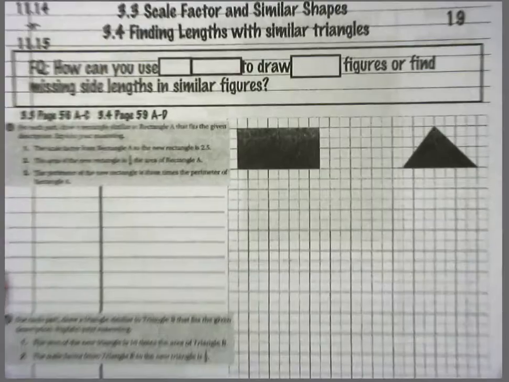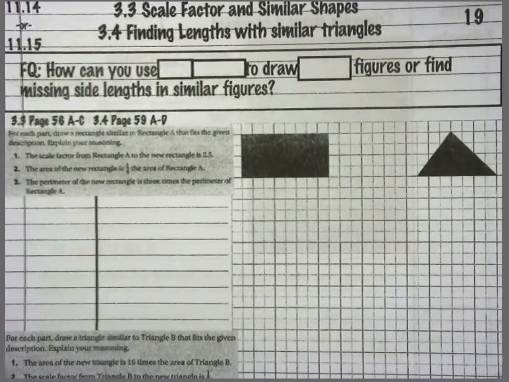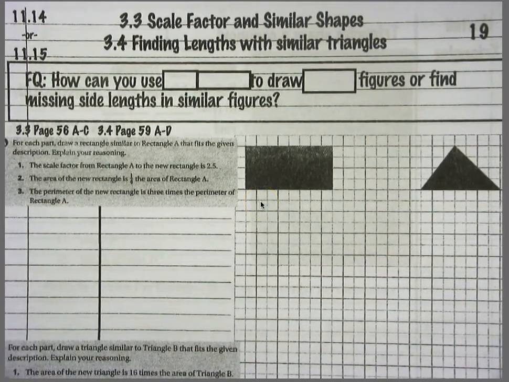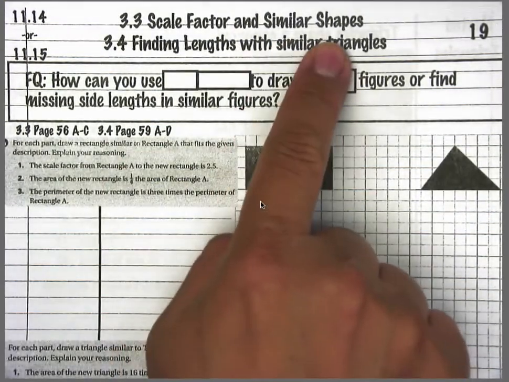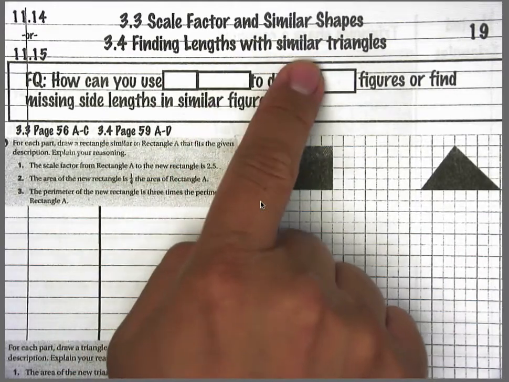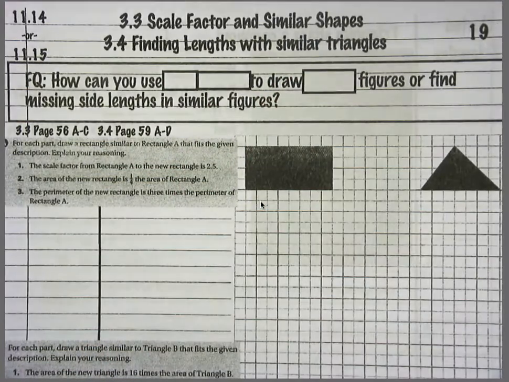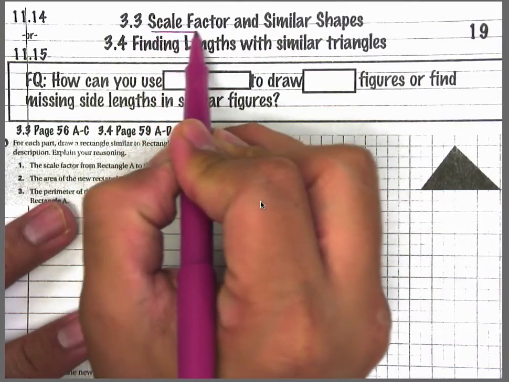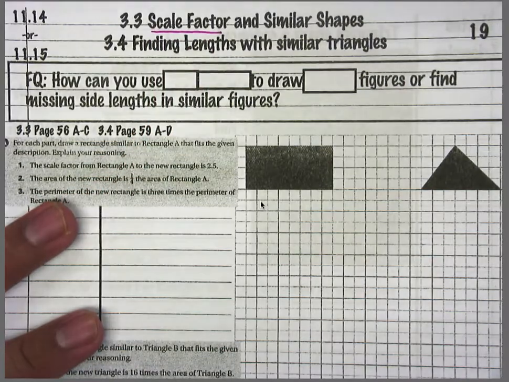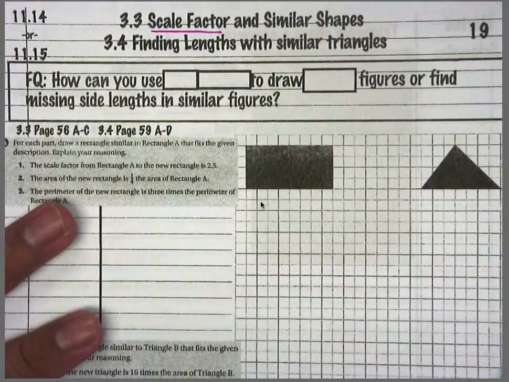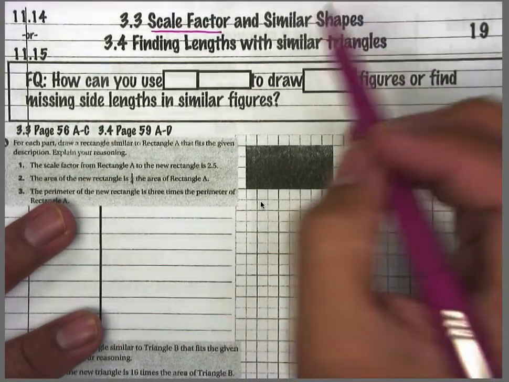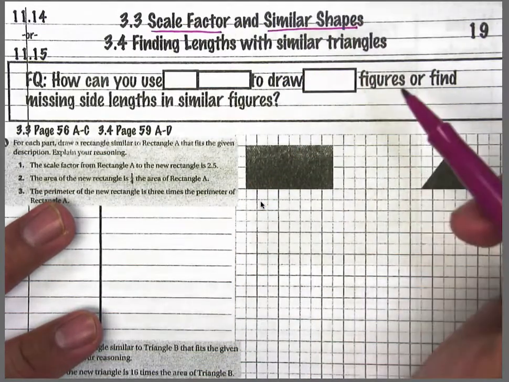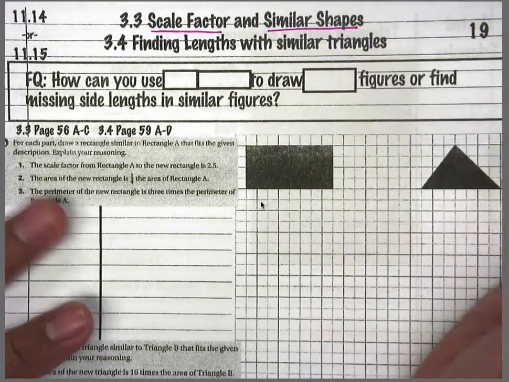So I'm going to zoom in a little bit so we could focus in on what the question's asking. So it says 3.3 scale factor and similar shapes, finding lengths and widths with similar triangles. So a couple of key ideas here is we are going to be using scale factor. Very, very important that we're talking about scale factor. And scale factor has to work with similar shapes. Okay, they go together. I can't have one without the other.